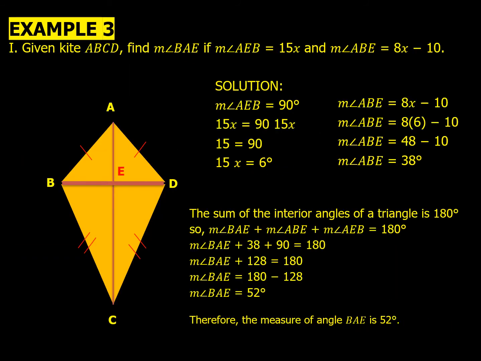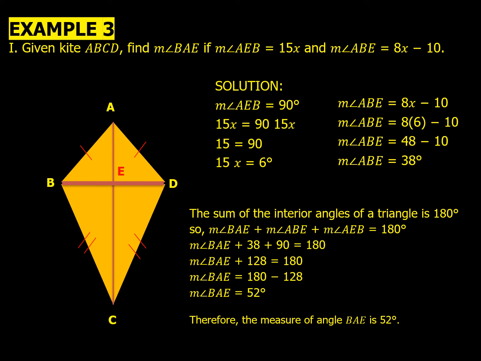Okay, another example here. Example number 3. The first part of the problem is: given kite ABCD, find the measure of angle BAE if the measure of angle AEB is equal to 15x and the measure of angle ABE is equal to 8x minus 10. So the solution is this.